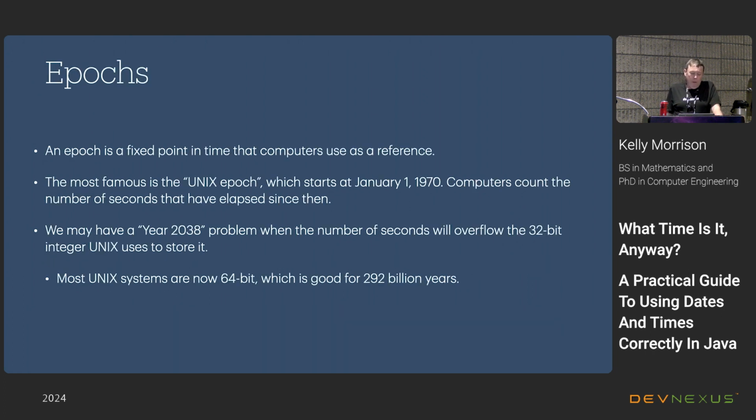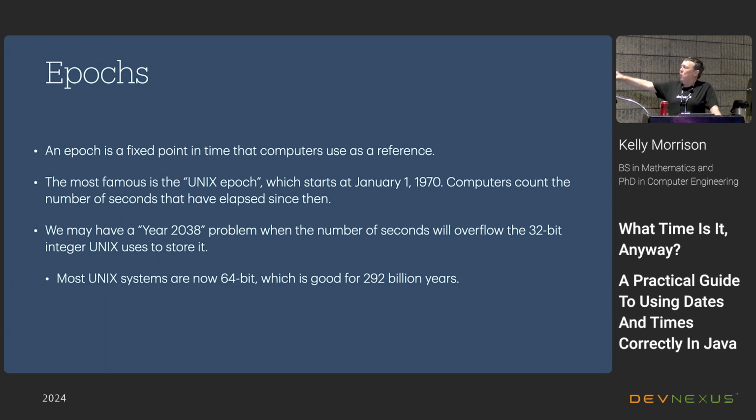Then we have something called an epoch, or epoch. I've heard it both ways. An epoch is basically a fixed point in time that computers use to count. And the most famous one is called the Unix epoch, which starts January 1st, 1970. And what happens is they started a counter, and every second they would add 1 to it. So the Unix epoch counts the number of seconds since 1970.